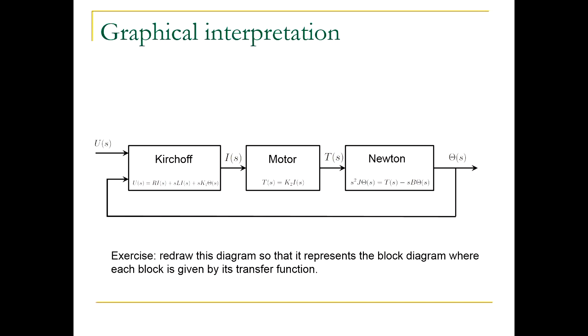This is not yet a block diagram because I didn't write down precisely the comparator. I didn't really write each block using its transfer function. But you can easily go from here. So I would say, exercise: redraw this diagram so that you get a block diagram where each block is represented by its transfer function. You can do that. Obviously here in this block, you have two inputs, but you can first subtract them or add them and then feed them into a block with a single transfer function. So you can use a comparator, right?